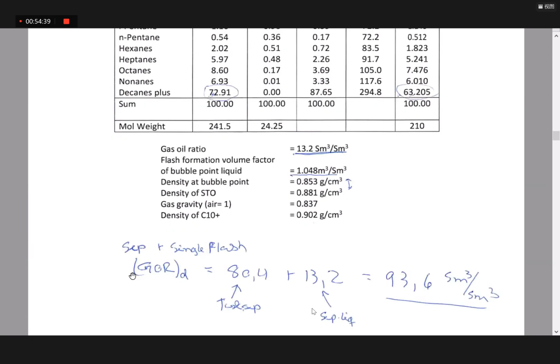So if I want to have the GOR differential, I can take the GOR from the separator, from the flash. This is the GOR from the flash, and this is the GOR from the separator. And then I end up with the GOR for the reservoir fluid of 93.6, if it's going through a two-stage differential process from reservoir through to a separator and to a flash.